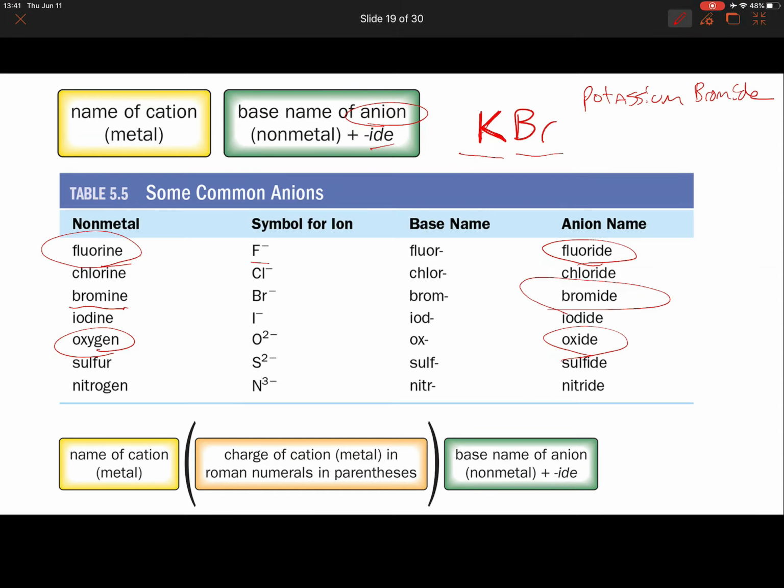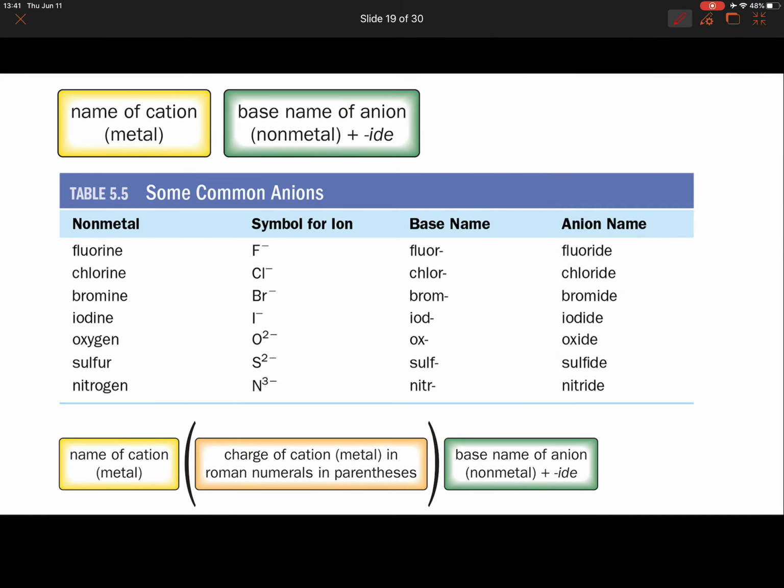Let's do another one. So here we have Na2O. That doesn't change anything. We don't care if there's a 3 here or 11. It doesn't matter. We're going to call this sodium. We're just going to say the name of the metal, and then oxygen as oxide.